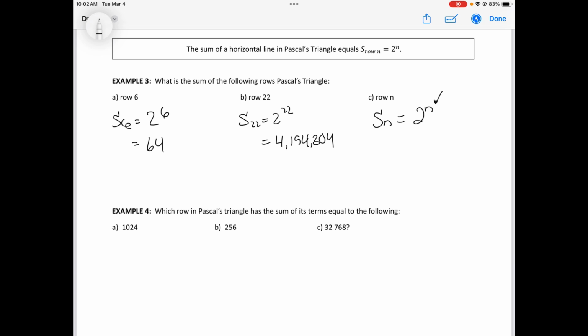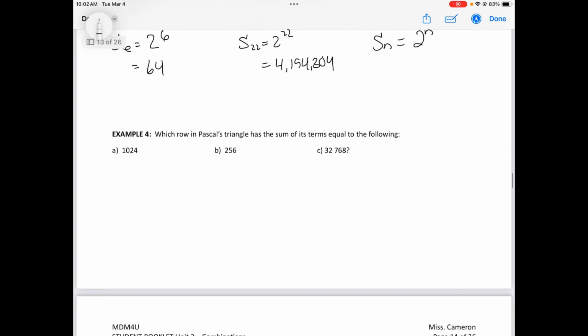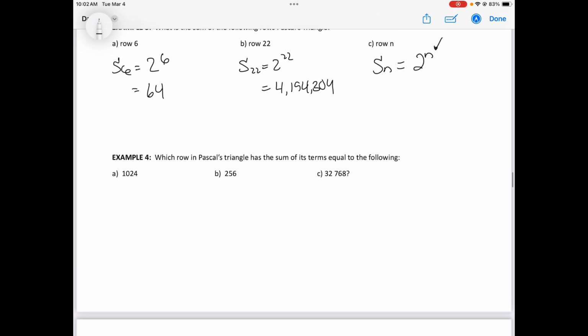Now, if we did this backwards and we said which row in Pascal's triangle has the sum of its terms equal to the following. So we're going to say sum of row n equals 2 to the n. It's also going to equal 1024. So we can sub in 1024 equals 2 to the n. So we can go ahead and do a trial and error. We know from above it's going to be bigger than 6 and smaller than 22. So let's try 2 to the 10.